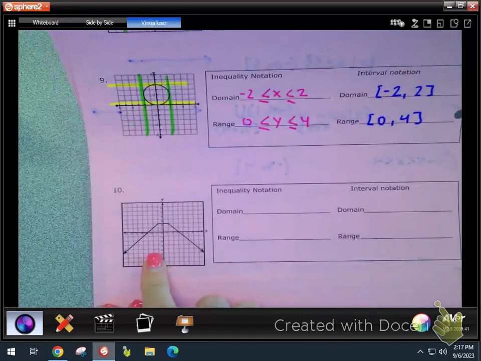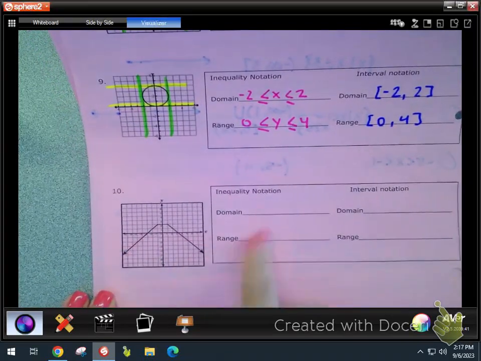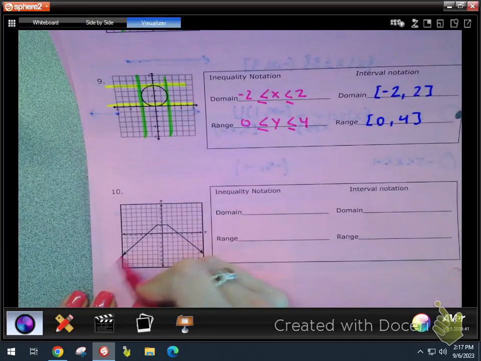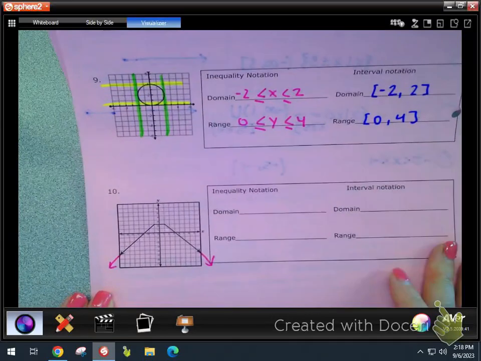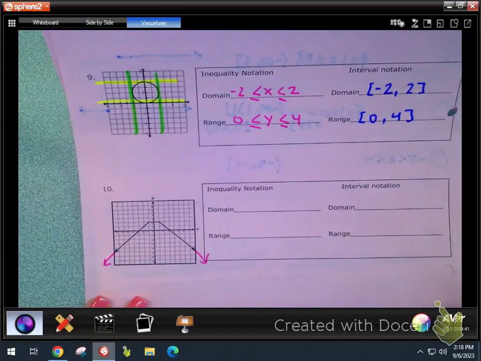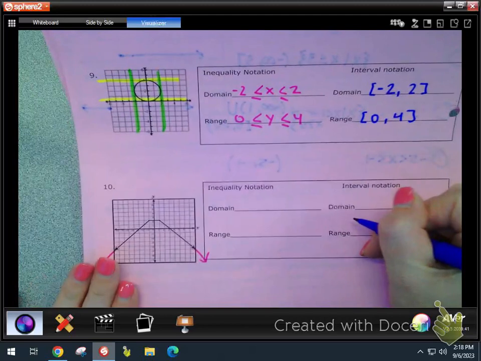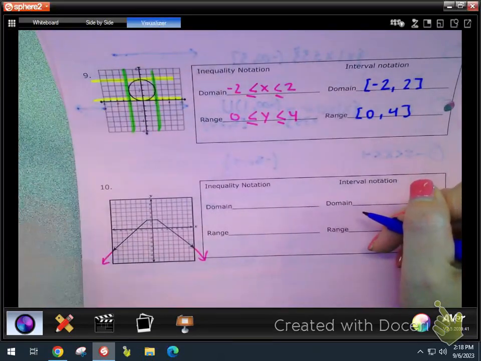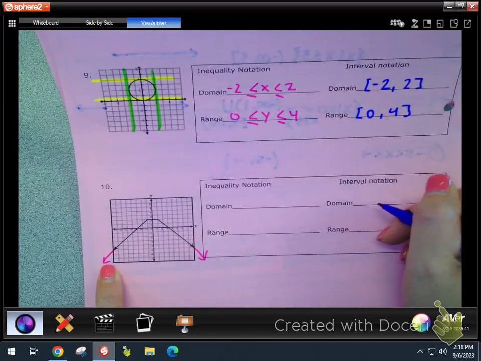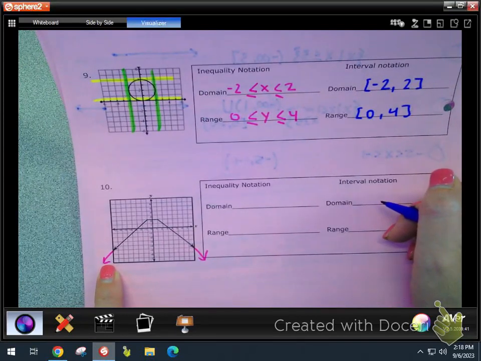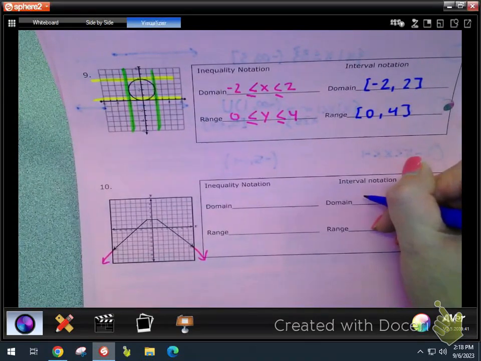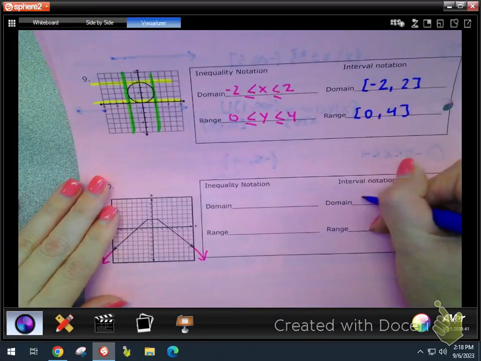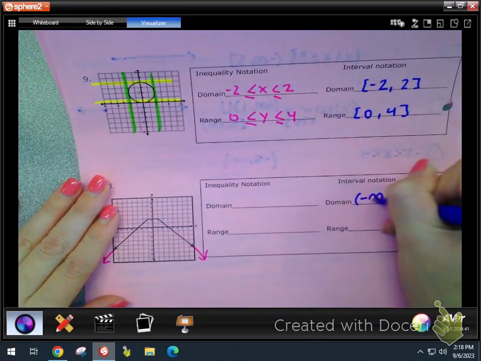So let's look at number 10, okay? We have a graph here. There are arrows. The arrows are going to make things a little bit different. So inequality notation. Actually, let's do interval notation first for fun. I'm talking about the domain, so I'm looking at the x's. Do I have a left boundary that I can put on this graph because of this arrow? No. So I don't have a boundary. What number represents left forever? Negative infinity. That has to go first. Will we equal negative infinity? So I have to use a parentheses, negative infinity.